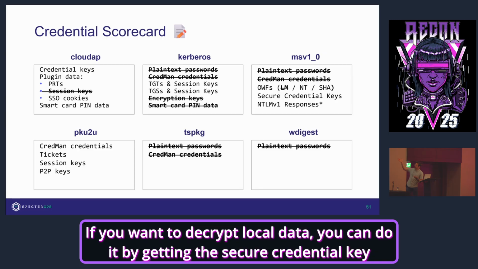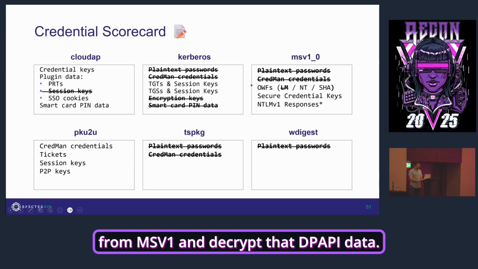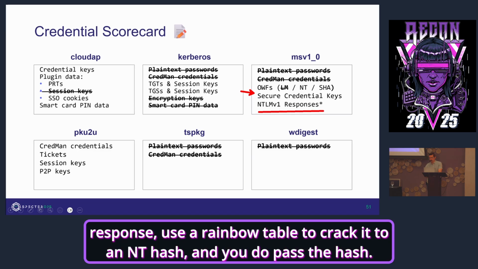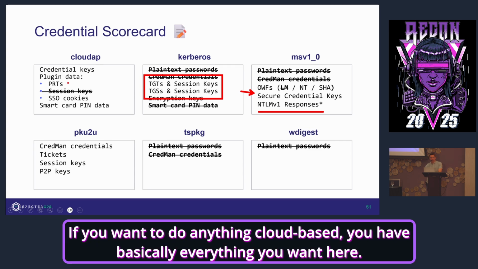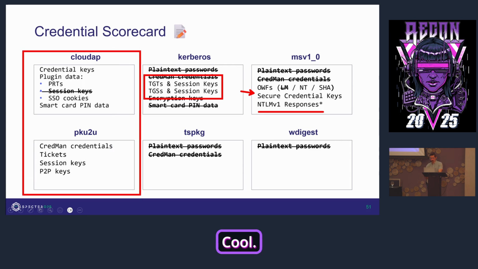If you want to decrypt local data, you can do it by getting the secure credential key from MSV1 and decrypt that DPAPI data. If you want to authenticate on the network with a local account, you can request an NTLMv1 response, use a rainbow table to crack it to an NT hash, and you do pass the hash. If you want to do Kerberos, you got your tickets right there with their valid session keys. If you want to do anything cloud-based, you have basically everything you want here. Cool.